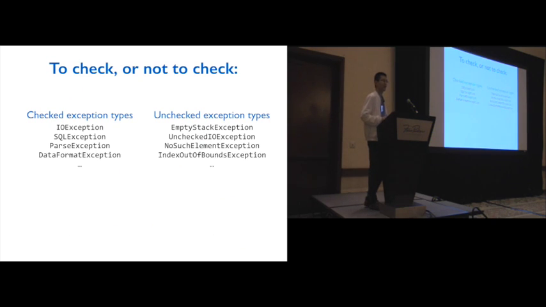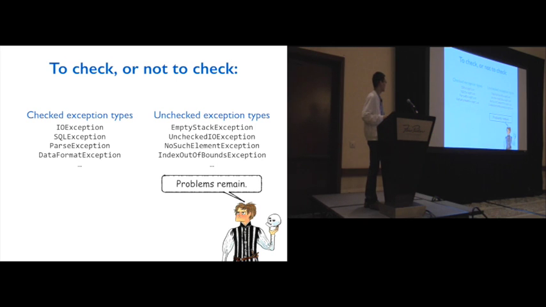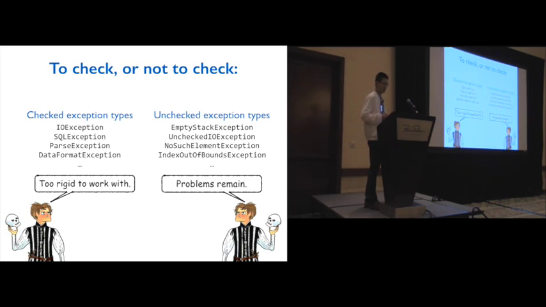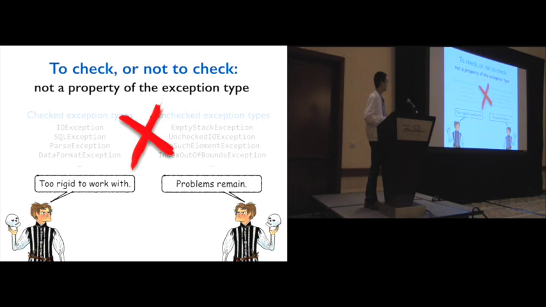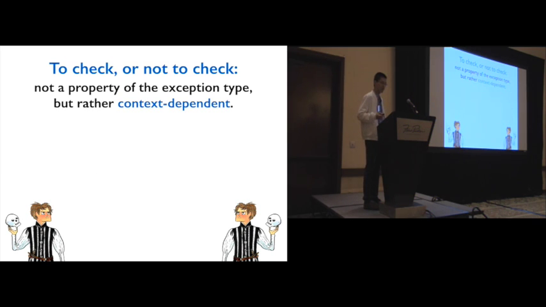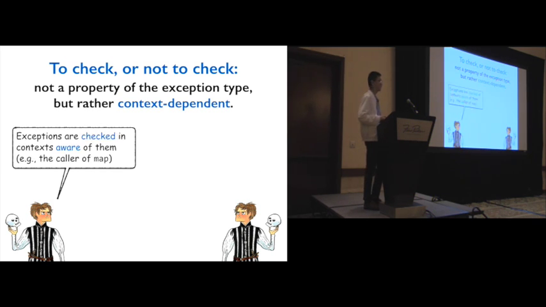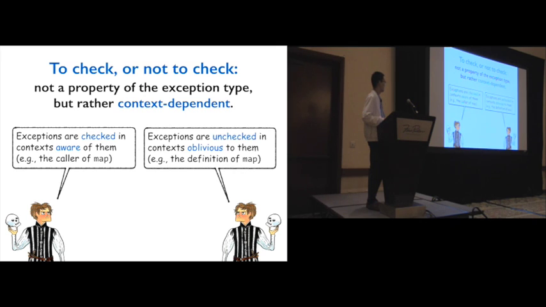Both uncaught exceptions and accidentally caught exceptions harm software reliability, so Java makes certain exception types checked. But the problems remain with unchecked exception types, and the checked exception types are too rigid to work with. We believe that Java asks the wrong question. The distinction of checked versus unchecked should not be a property of the exception type, but should rather depend on the context that the exception is propagating through. In a context that is aware of the exception, like the caller of map, the exception should be checked. And in a context that is oblivious to the exception, like the definition of map, the exception should be effectively unchecked and tunnel through the intermediate exception-oblivious context.